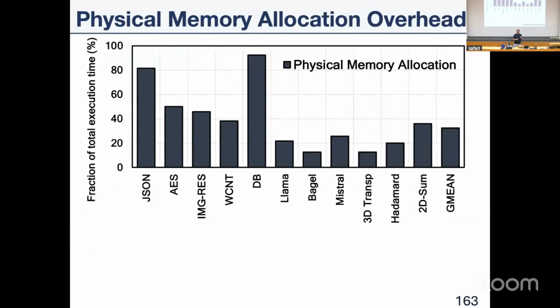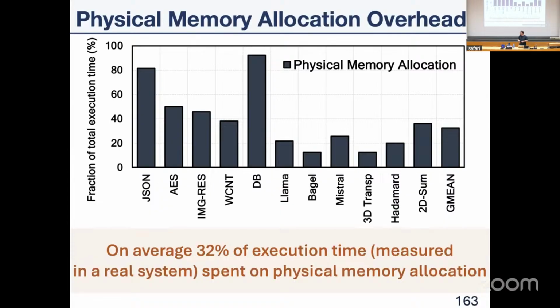In this plot, we demonstrate the fraction of the total execution time, as a percentage, spent on physical memory allocation. How much time do you spend in physical memory allocation compared to the total execution time across some workloads? As you can see here, Llama, Bagel, and Mistral, which are famous LLM inference workloads, have an average of 32% of the total execution time spent on simply allocating memory. We didn't run anything with respect to our program. We simply allocated memory.